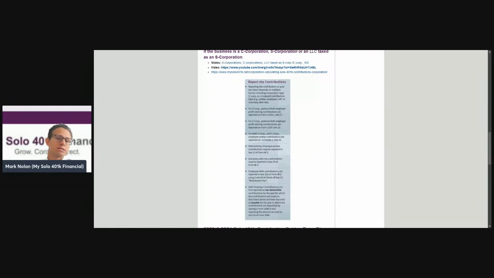That's that 25% amount. So let's say you have $100,000 of W-2 wages from your C corporation. So 25% pre-tax employer contribution. Let's say you do $25,000. You're going to report those on your Form 1120, line 23. Similarly, let's say you make those employer contributions as Roth employer contributions instead. So $25,000, same situation. You're going to report that on that Form 1120, line 23. So they don't get reported on your W-2.